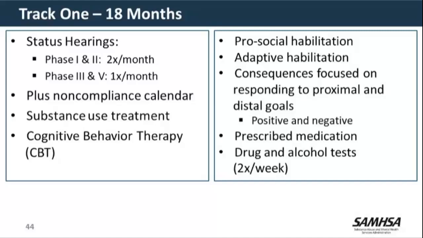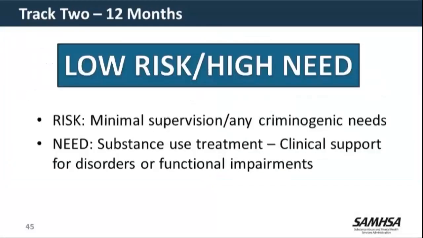So this is the whole ball of wax. This is everything that we want to see, and this is where we put everybody for a long time in our program, regardless of risk needs. So we divided it out, and those who screened high risk, high need, and screened with the clinical assessment to have the need for treatment got the traditional drug court, which is track 1. And then track 2 was the low risk, high need. And so track 2 was that population, as Dr.